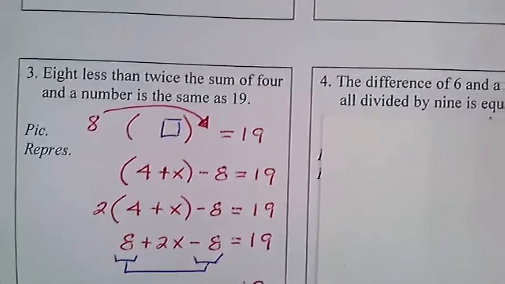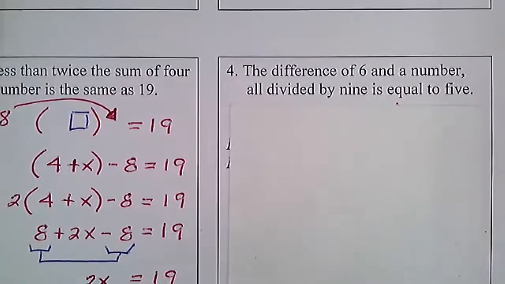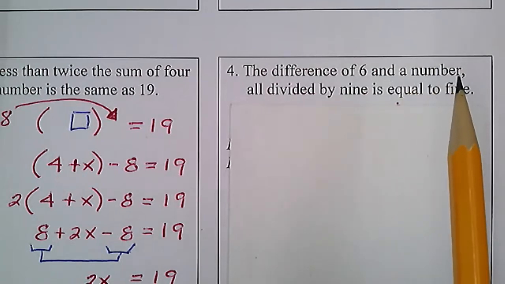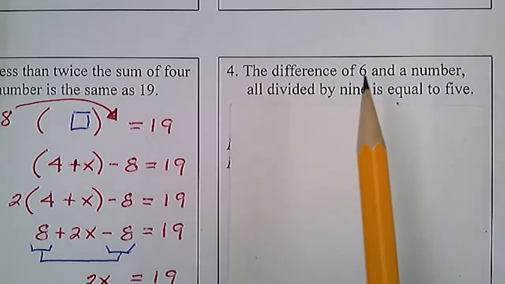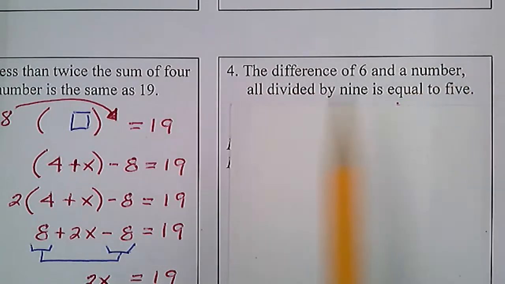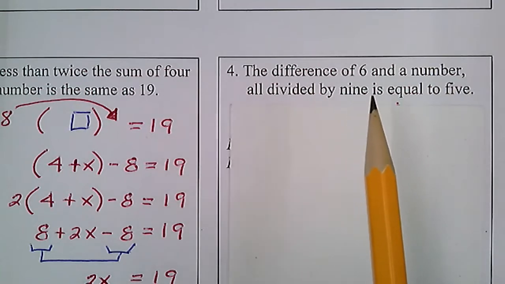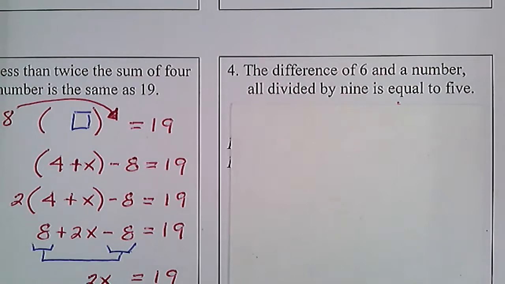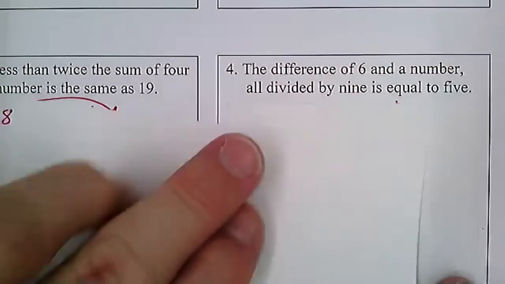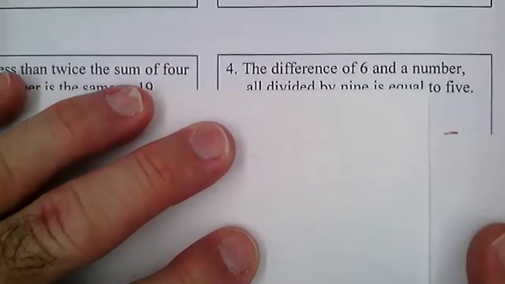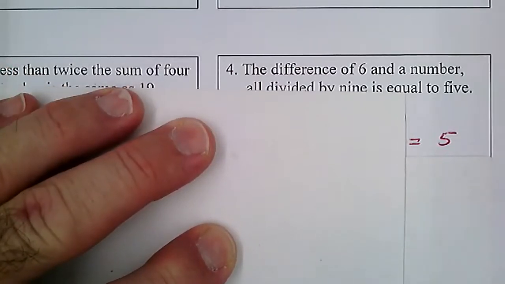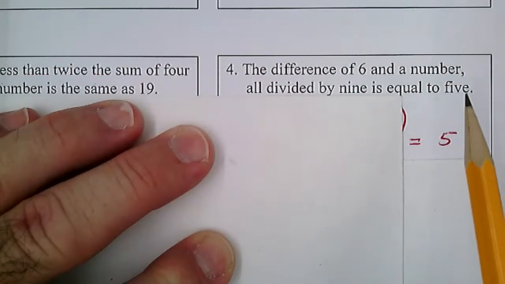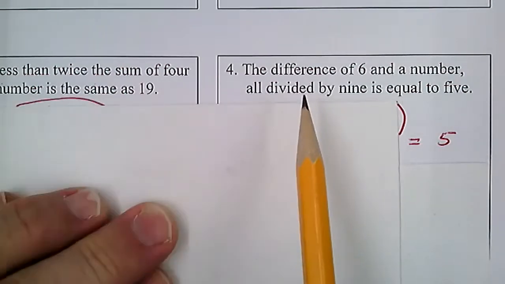So on number 4, it says the difference of 6 and a number, all divided by 9 is equal to 5. Okay, so we know that we've got an is equal to 5. So somewhere we're going to have equals 5, and that's going to be at the back. Okay, so we know that for sure. Is equal to 5.